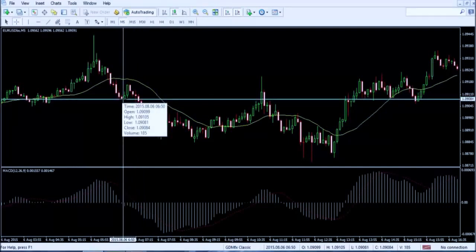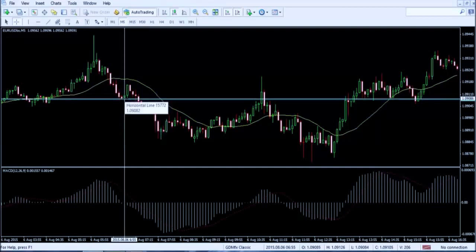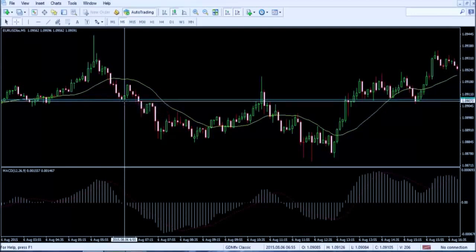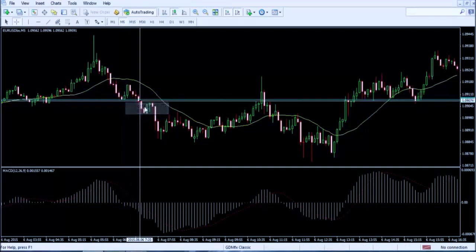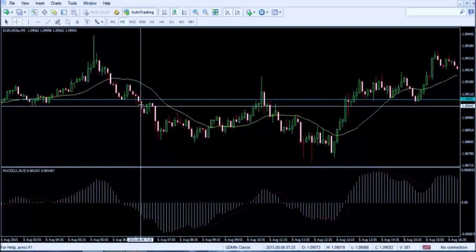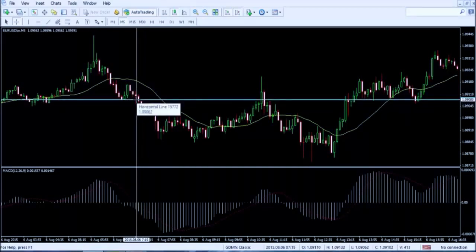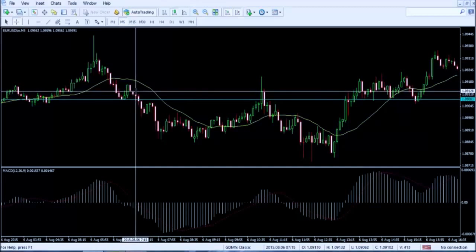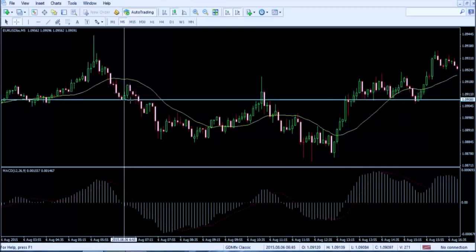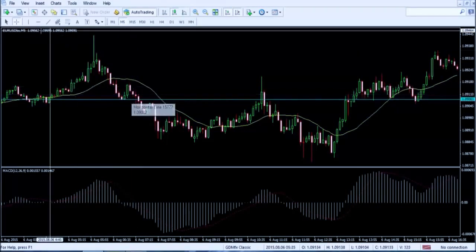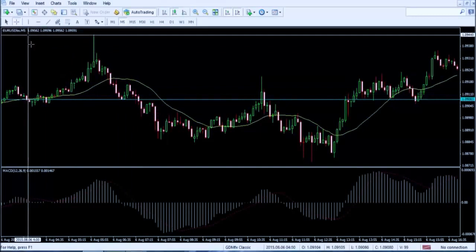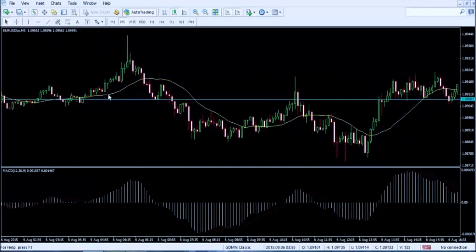Let's just see what the time was. This was at 6:55. So you would have taken your expiry for 7:30. You would have expired in the money. Although, if you had chosen a shorter expiry time, unfortunately the signal would have landed out of the money. Let's have a look at some more.